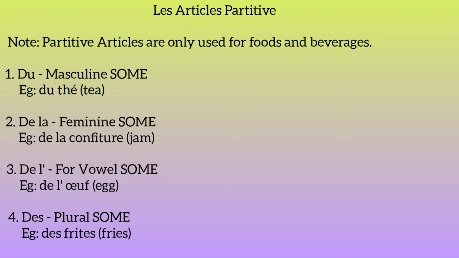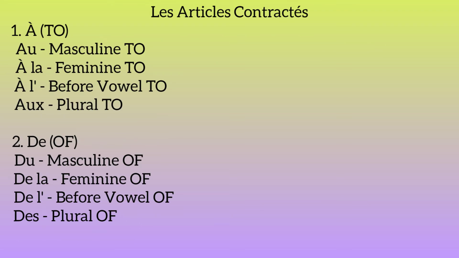If it is beginning with a vowel, write del apostrophe, and if it's a plural word, write de. Don't consider the gender. Les articles contractés, which means contracted articles. Contracted articles in French are divided into two parts, à family and de family. So let's start with the à family.